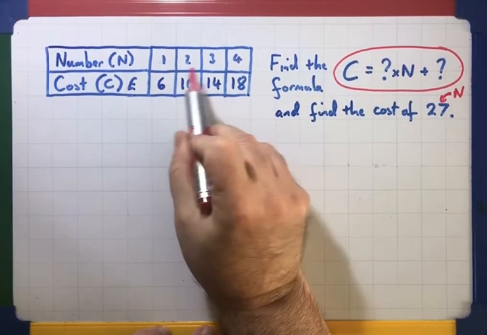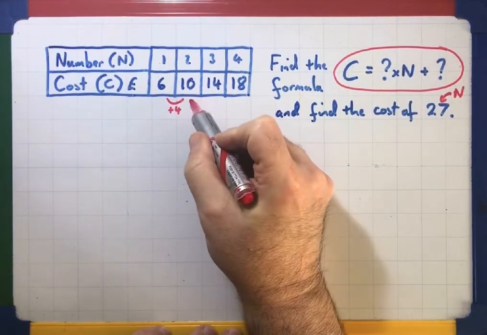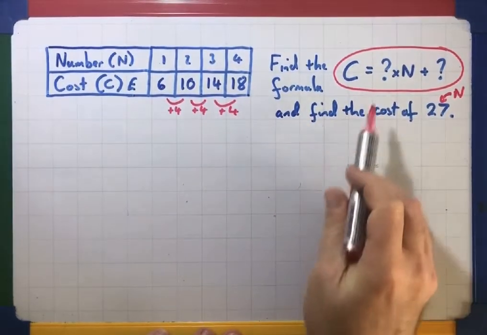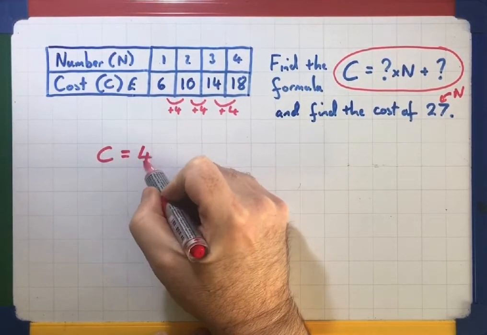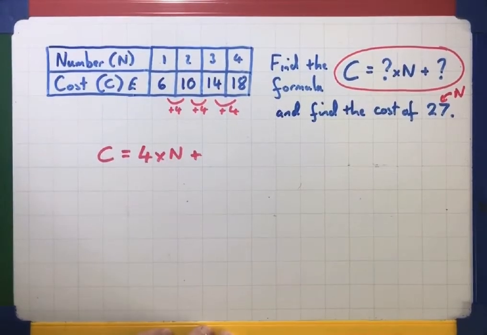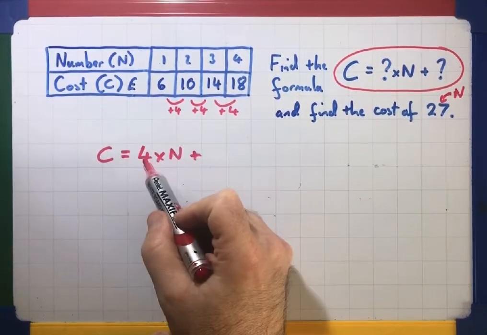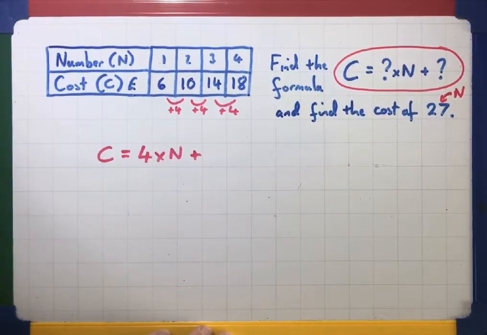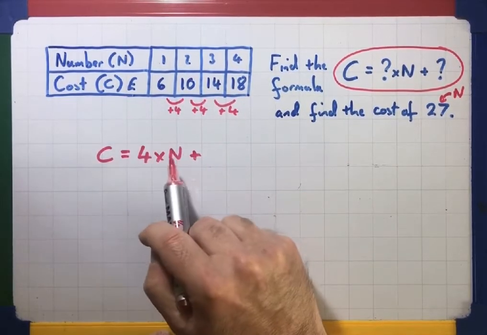Right. When we look at a table like this, first thing, look at what it's going up by each time. Here, you can see it's going up by 4 each time. So if I write my formula, that's going to be 4 times n plus something else. Because it is going up by 4 each time, I know it is 4 times n. If it was going up by 10, it would be 10 times n. If it's going up by 23, it would be 23 times n. But here, it's going up by 4, so C equals 4 times n.